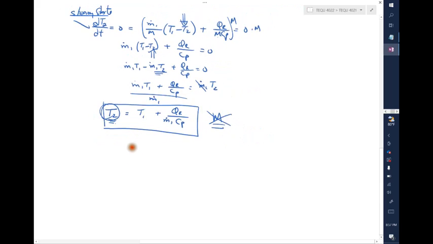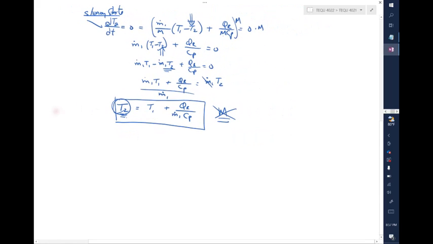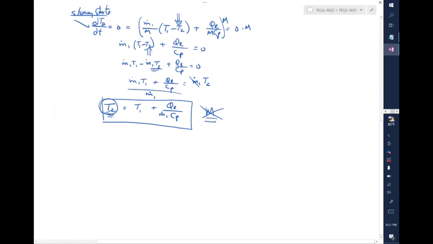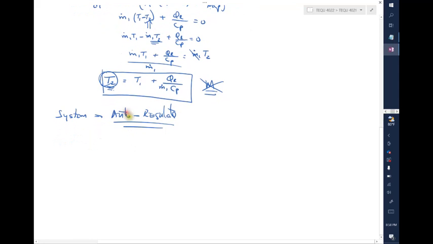All right, so we got the steady state. What are we going to do with it? Well, let's take a system that is auto-regulating. If a system auto-regulates, it means that it can have a steady state, and that's what I proved here. A system that auto-regulates has a steady state. That steady state is shown here: T2 equals T1 plus QR over M-dot Cp.